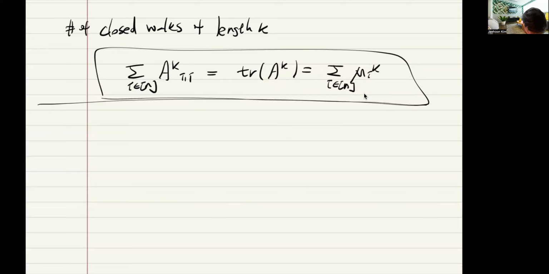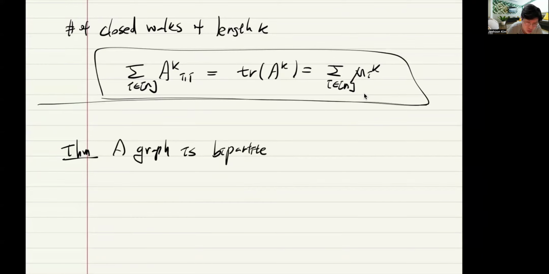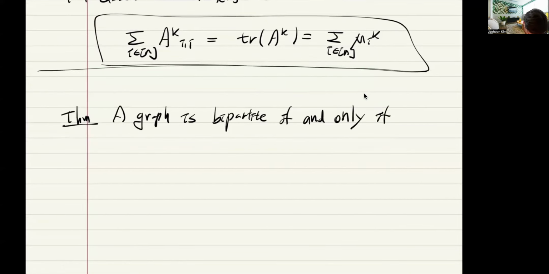And from this, we can prove the following theorem. So what are the concepts related to the number of walks? One of the very basic theorems that we proved is that a graph is bipartite if and only if it doesn't contain any odd closed walk, or generally any odd cycle. And that provides the following connection. We say its spectrum.